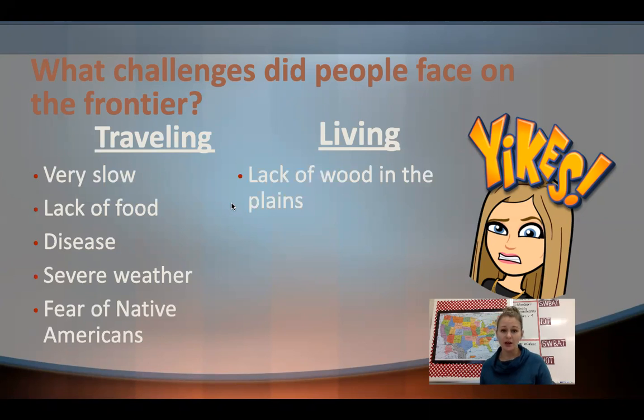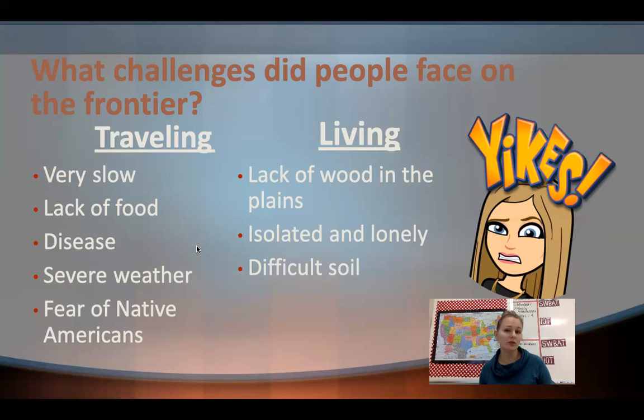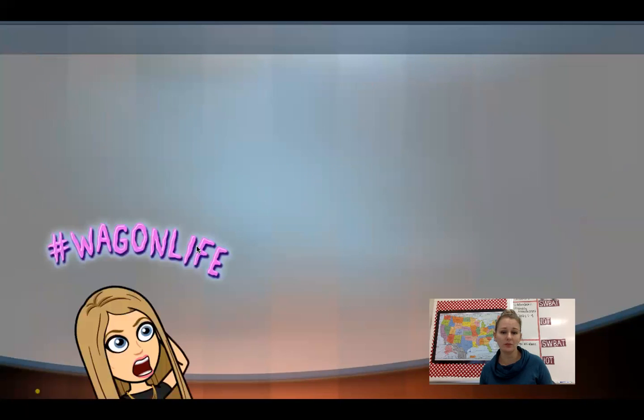Once they did set up, there's going to be a lack of wood in the plains. And so people are going to have to find other means to build their homes. They start doing it with mud and grass and create these sod houses. I'll show you a picture of them in just a second. It was very isolated and lonely. I mean, these were literally little houses on the prairie. They were in the middle of nowhere. Your next neighbor might be 5 miles away. So it wasn't like the city where you could see all kinds of people out in the east in those more urban areas. This is going to be very, very isolated. The soil was difficult to farm. It wasn't the best for them to be successful with.